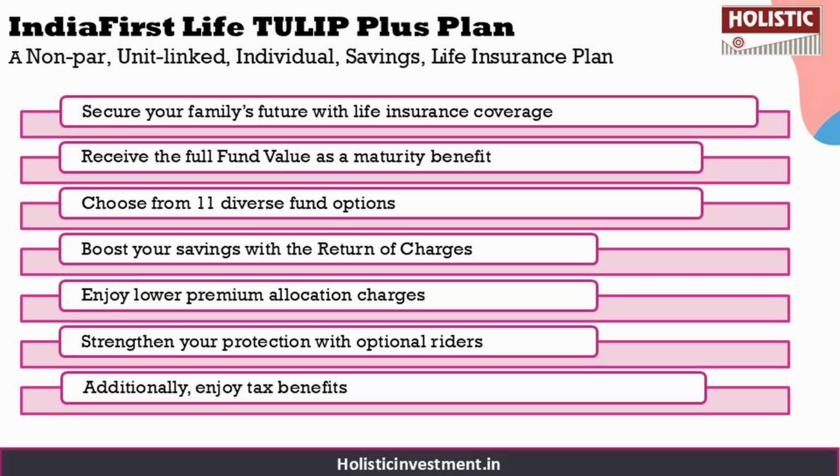You also get to boost your savings with the return of premium allocation charges and mortality charges, and you get to enjoy lower premium allocation charges when you invest a higher premium amount. You also get to avail tax benefits which are subject to applicable tax laws, and pick from various investment strategies to grow your savings effectively, and strengthen your protection with optional riders like the accidental death benefit and total and permanent disability rider. And there are benefits like death benefit, maturity benefit, and return of charges available.